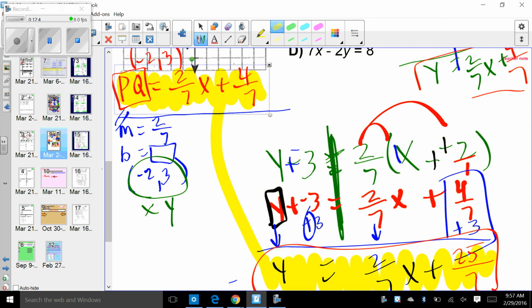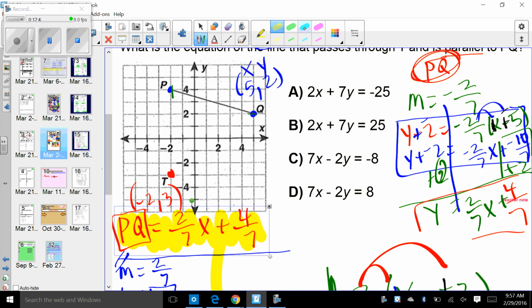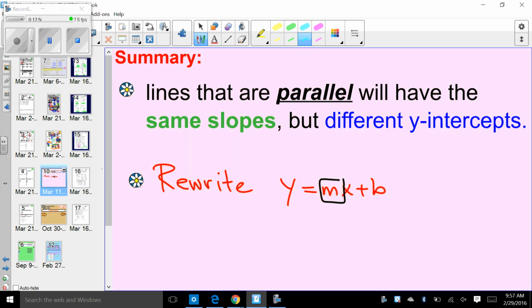is parallel to this line here that goes through the point T. So those two lines are parallel to each other. What we would need to do is we would need to solve all of these for y to see which one matches up with that equation. So your homework, well, let's talk about summary. For our summary then, for tonight, couple of things.